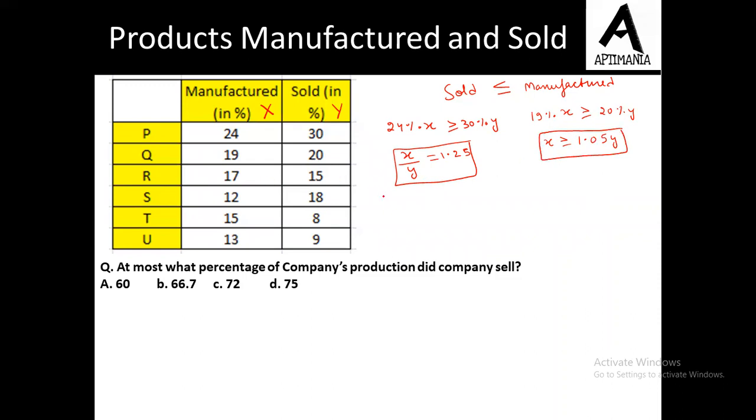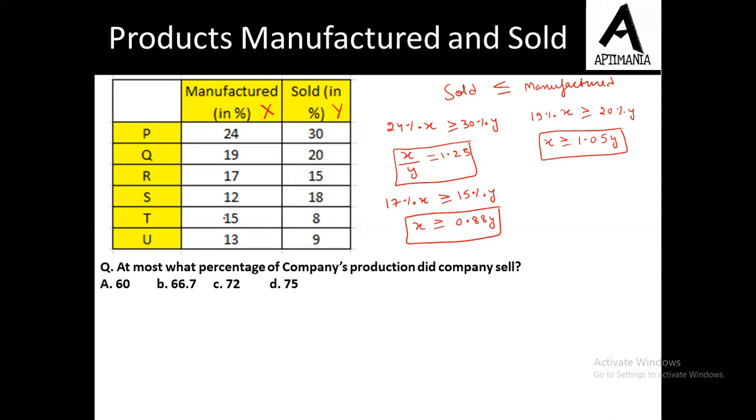Take the case of R. So 17% of X must be greater than or equal to 15% of Y. I hope this must be clear to you. कभी भी जो number of units sold है वो manufactured unit से ज़्यादा नहीं हो सकता है. That is why हम जो manufactured unit है उसको greater than or equal to ले रहे हैं किसके? Sold unit के. Right? So from here the value of X in terms of Y comes out to be somewhere around 0.88. Now this is the third condition.